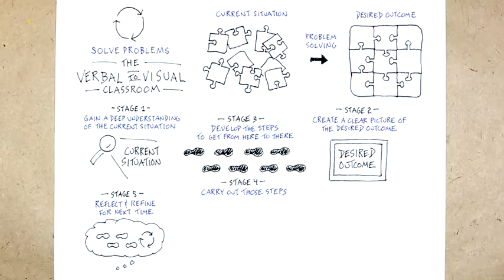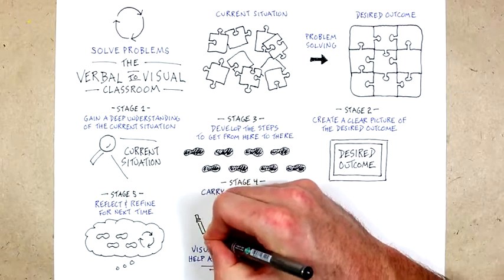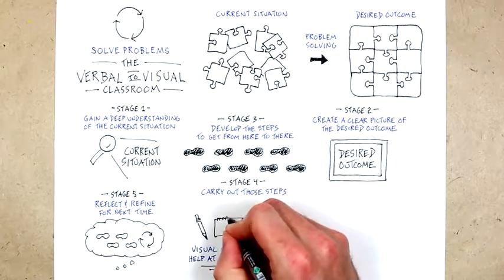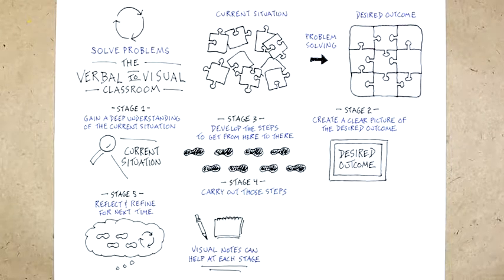And as you might guess, visual notes can help you at each stage of this process. Your visual thinking skills will help you to understand your current situation, create a picture of where you're going, develop those steps to get there, even help you to hold yourself accountable while carrying out those steps, and then reflecting and refining for when you tackle this problem the next time. Your visually trained brain can help you all along the way.